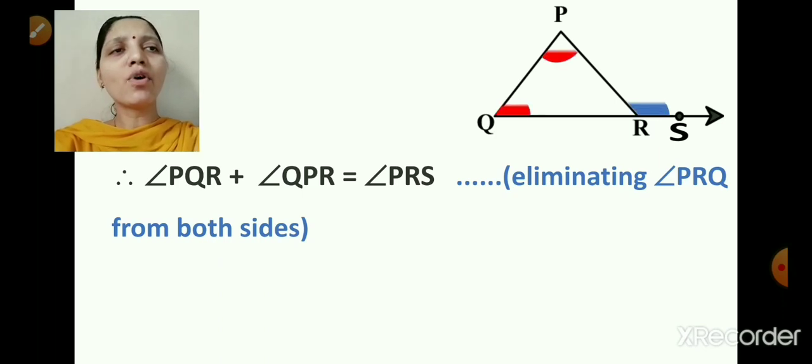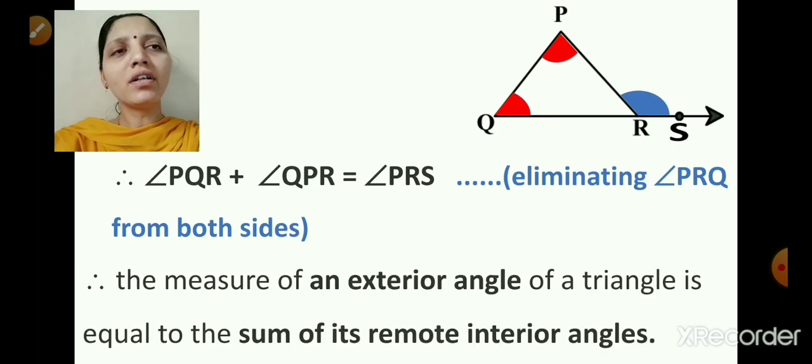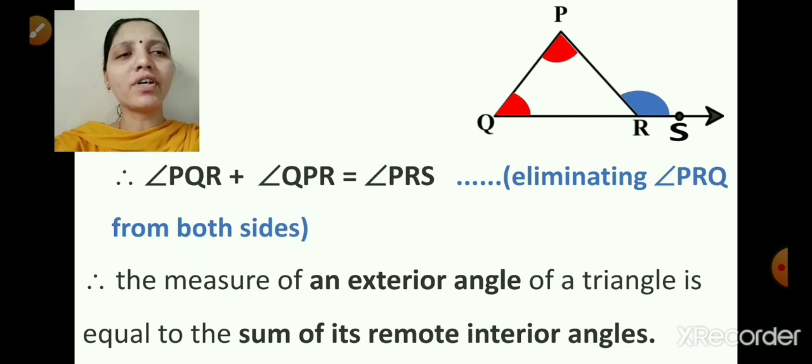So if you observe this figure, angle PRS is equal to angle PQR plus angle QPR. That means we have proved the theorem. Therefore, the measure of an exterior angle of a triangle is equal to the sum of its remote interior angles. I hope you all have understood this theorem. It is a very important theorem. So you have to remember how to write the proof for this theorem.